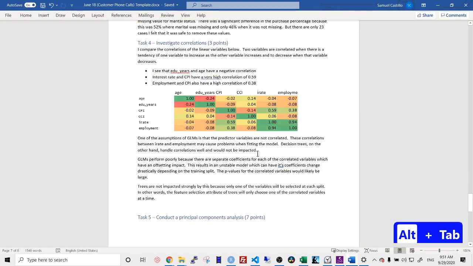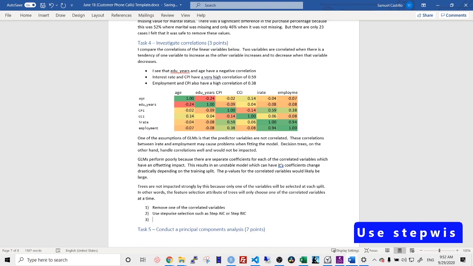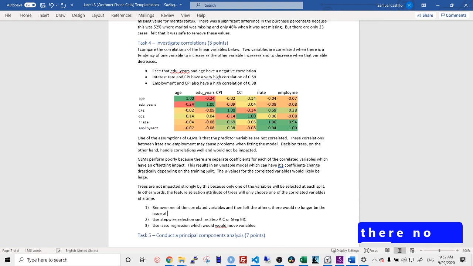So there are at least 3 methods that could be used. One of them would be to remove one of the correlated variables. Another would be to use stepwise selection, such as step AIC or step BIC, and another would be to use lasso regression, which would remove variables. If you removed one of the correlated variables and then left the others, there would no longer be the issue of having counteracting coefficients and an unstable model.